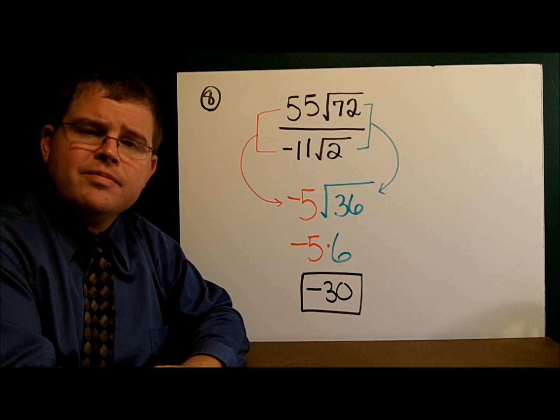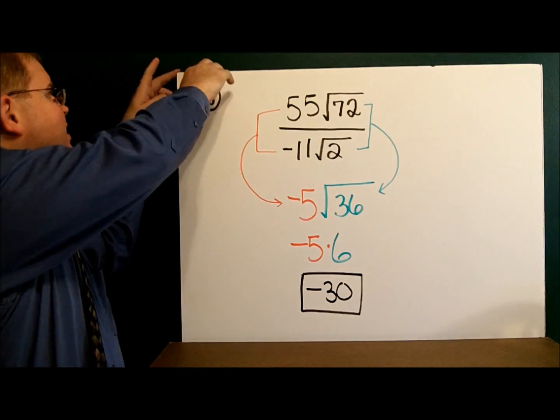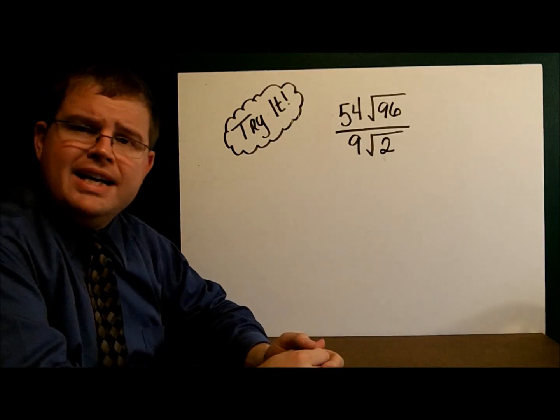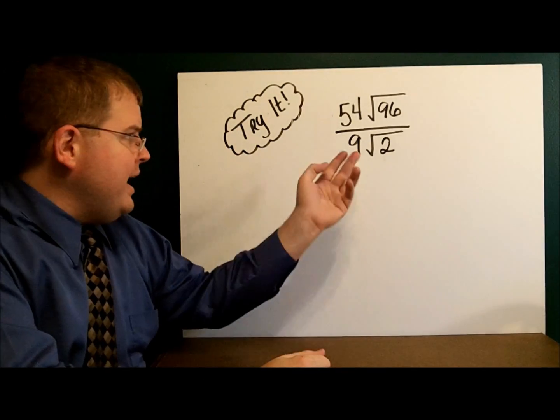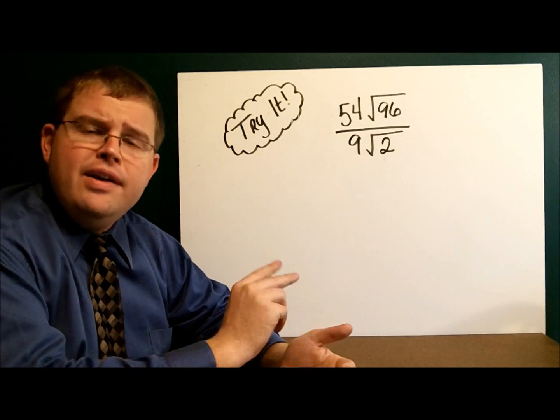Now, the next page in your packet is blank. I'm going to give you an example that I'd like for you to try. Please copy this down. 54 square roots of 96 divided by 9 square roots of 2. Please pause the video here and give this problem a try.